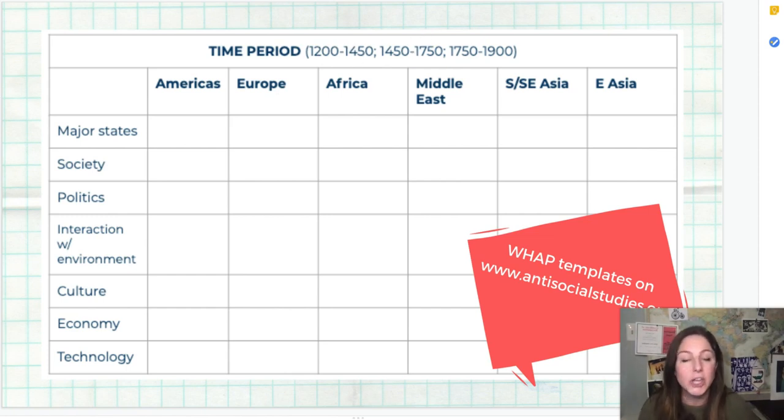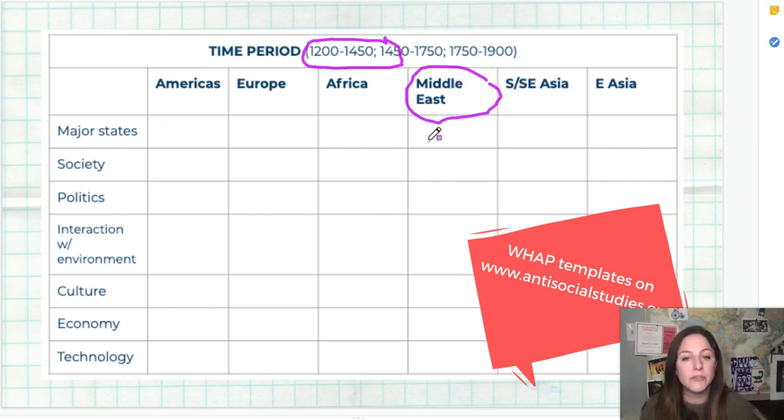And essentially, you're going through your notes, you're going through the textbook, you're going through anything you would be using to review, and then you are adding relevant information where it belongs on this chart. So let's say you were looking at a chart and you were making one for the period of 1200 to 1450, and you're focusing for now on filling out the column on the Middle East, right?